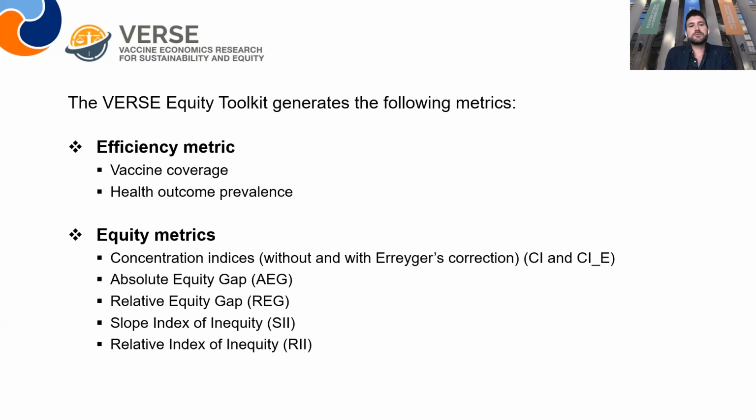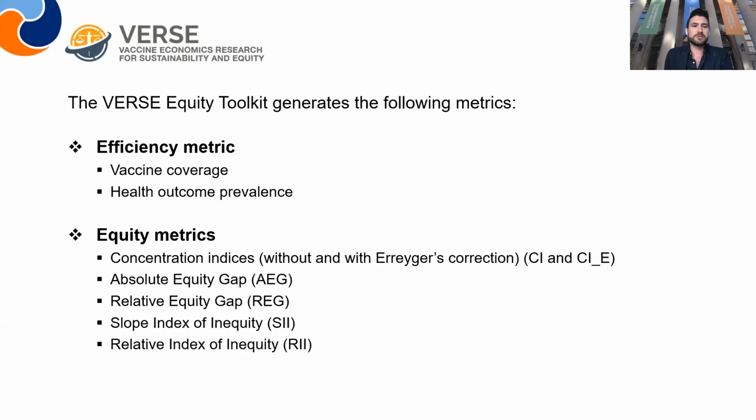So the VERSE Equity Toolkit generates several key metrics. I talked about in general what they were, but for the purposes of this talk, we'll go into a little bit more detail about what actually comes out of this. And so the first is an efficiency metric or a progress metric, depending on how you want to think about it. Typically for vaccine outcomes, that's going to be vaccine coverage.